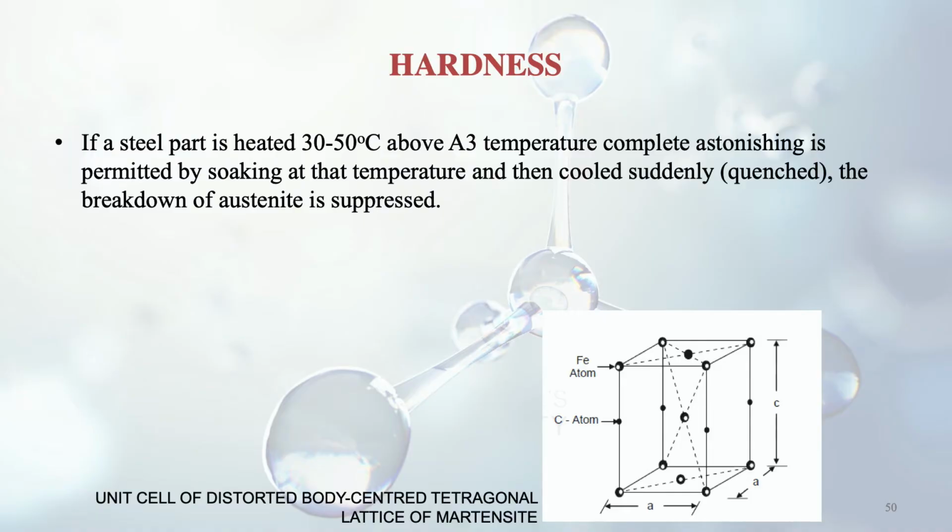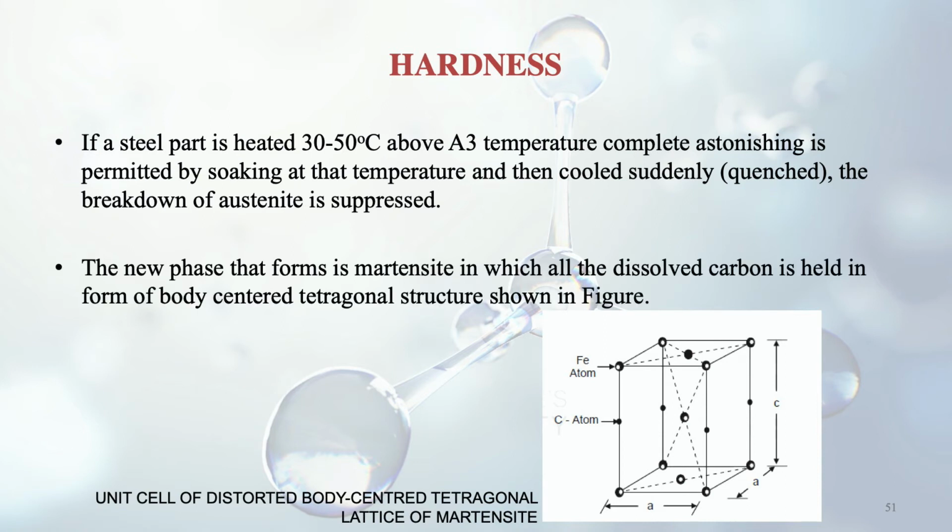So now we can discuss the hardening process. If a steel part is heated 30 to 50 degrees centigrade above the A3 temperature, that is the temperature of 910 degrees centigrade in the iron carbon diagram, complete austenizing is permitted. It is the range where gamma is completely present, in a certain carbon percentage range. Gamma is nothing but austenite, so that is permitted. And then by soaking at that temperature and cooling suddenly, which is also known as quenching, the breakdown of austenite is suppressed.